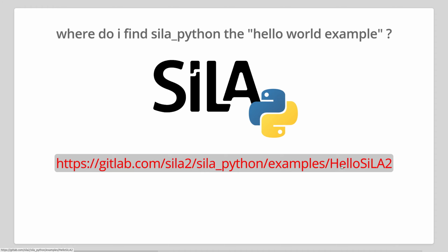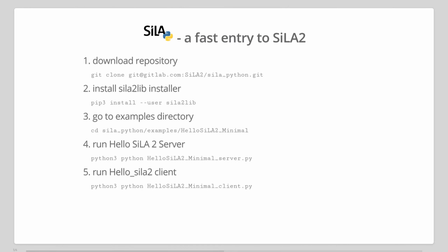But before we go into this example, I would like to go through the workflow, just so that you have an idea what's happening. So we will clone the repository. We will then install one required library that is necessary to run everything. And then we go into the example, run the server and run the client and see what happens. So let's go into that.